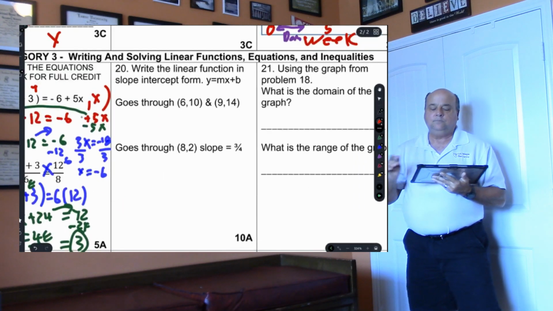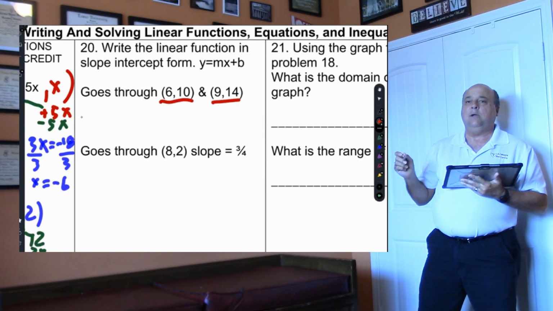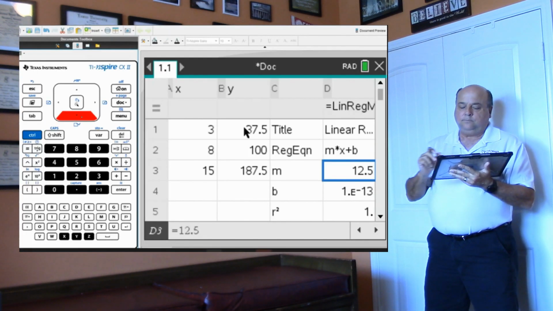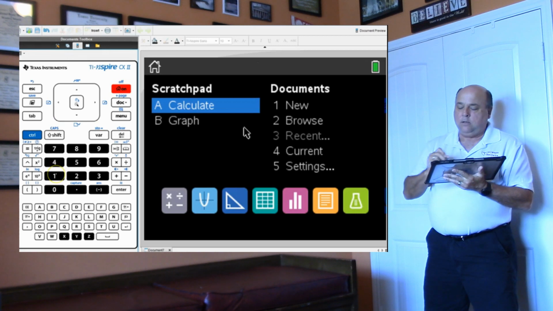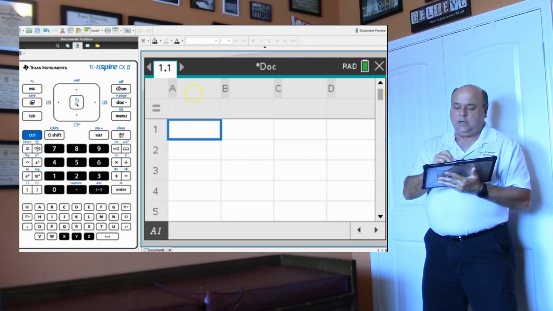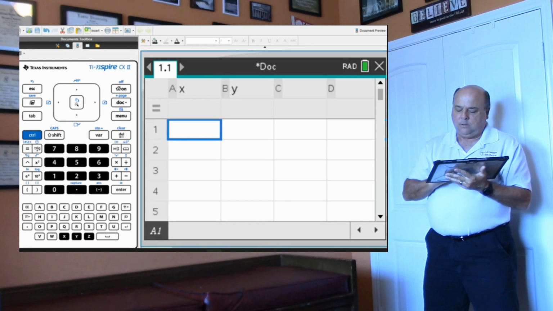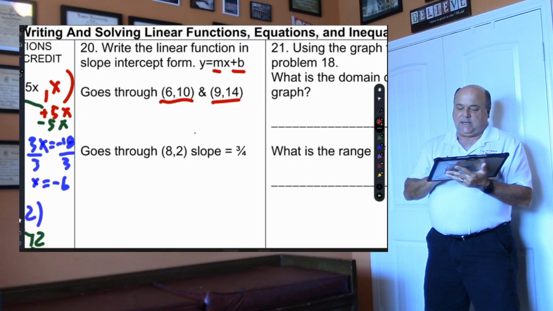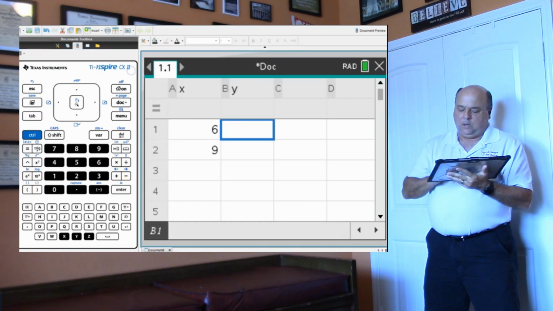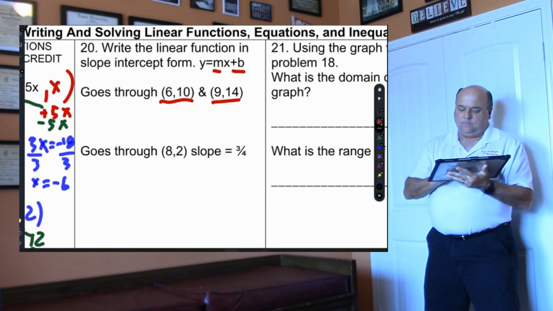Okay, let's go to this one. On this one right here, we're going to use the calculator, and we're going to put these into a table, and we're going to calculate our m and b. Okay, so let's go to our calculator. I'm going to hit home, 1, and then click no. I'm going to add a spreadsheet, and then I'm going to type in my x and my y, and then my ordered pairs. So my ordered pairs are 6 and 9 for my x's. So I'm going to put 6 and 9 in here, go up here, and put in 10 and 14.